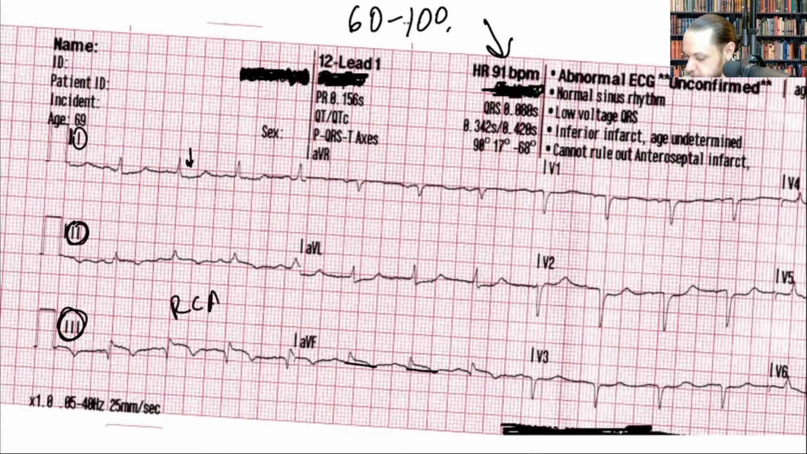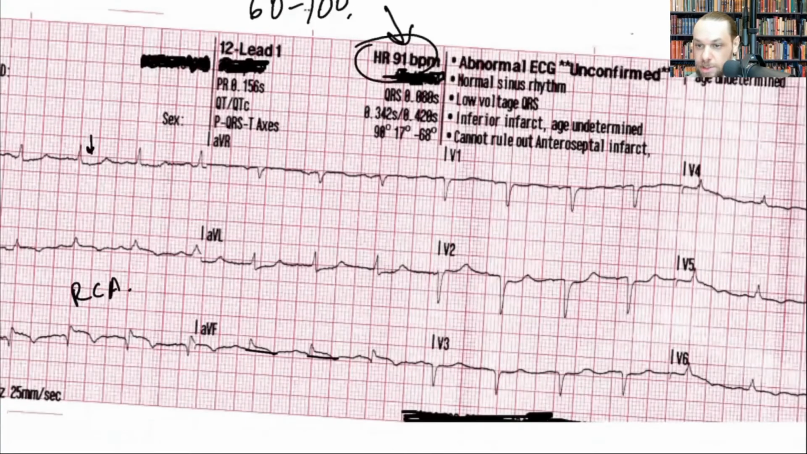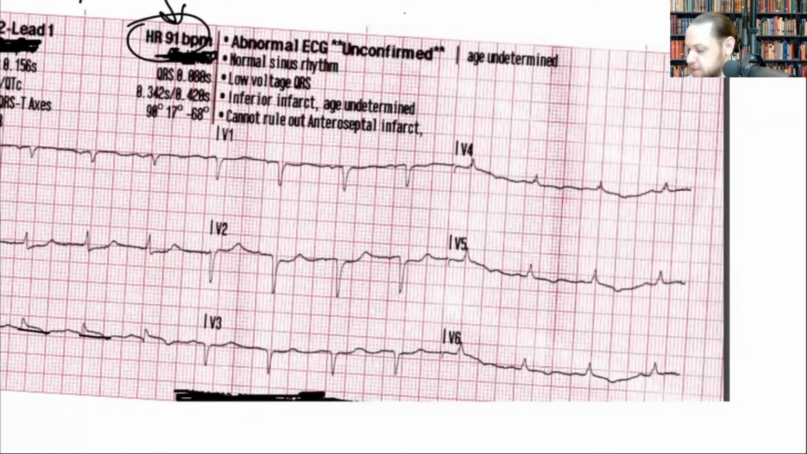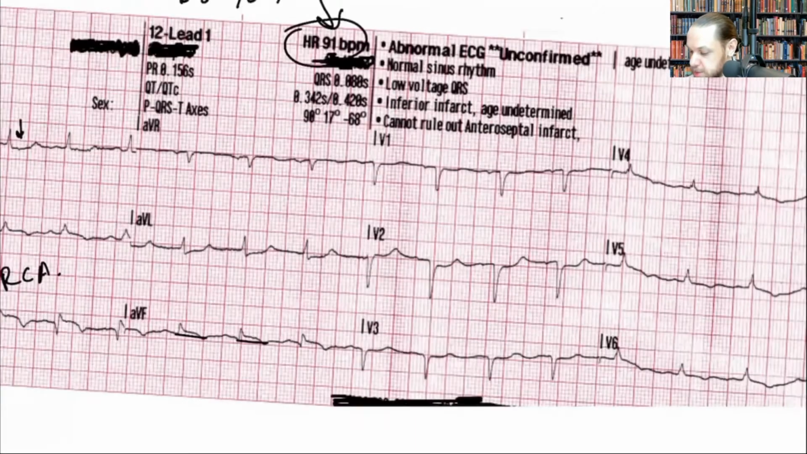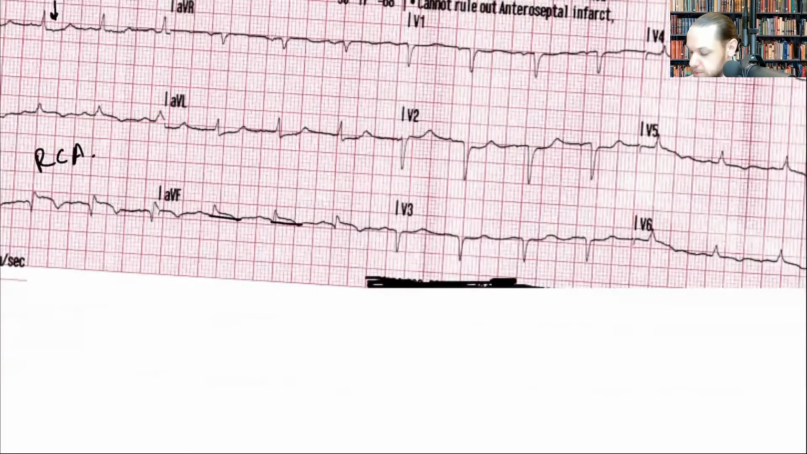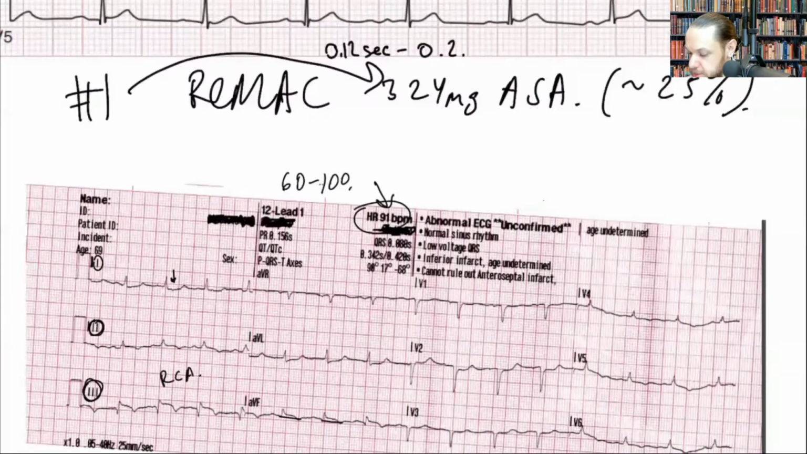Right coronary artery, right? Heart rate is 91, so I know it's probably distal. I did a 15 lead. There was no involvement. I didn't attach it here, but there was no V4R, V5, V6. This person got aspirin and nitrates. So that's how you want to be looking at that, right? Any questions here about this?